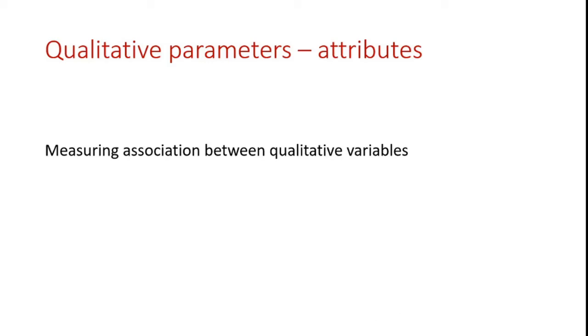Qualitative parameters and how they are associated with each other is one of the interesting subjects in statistics. Today we will see two examples, including a chi-square distribution, and how we measure the qualitative association, or the association between two or more qualitative parameters, called attributes, in a distribution.